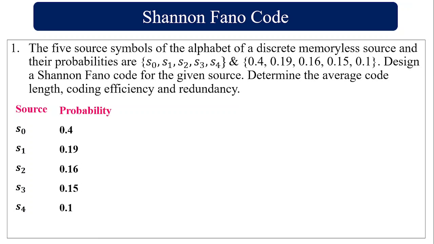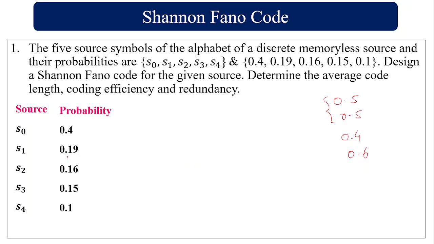The first step is that the probabilities should be divided into two equiprobable parts. Since the sum is 1, equiprobable would be 0.5 and 0.5. But here the first split is going to be 0.4 and 0.6. So the first one can be divided into 0.4 and 0.6, or you can go for the second option, which is nearer to 0.5 and 0.5.